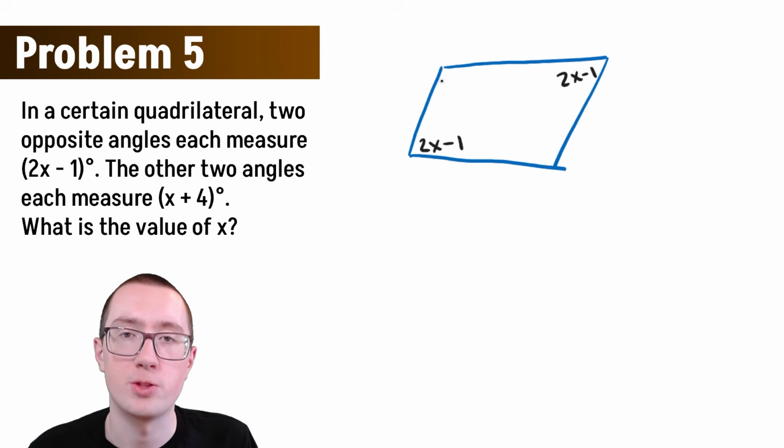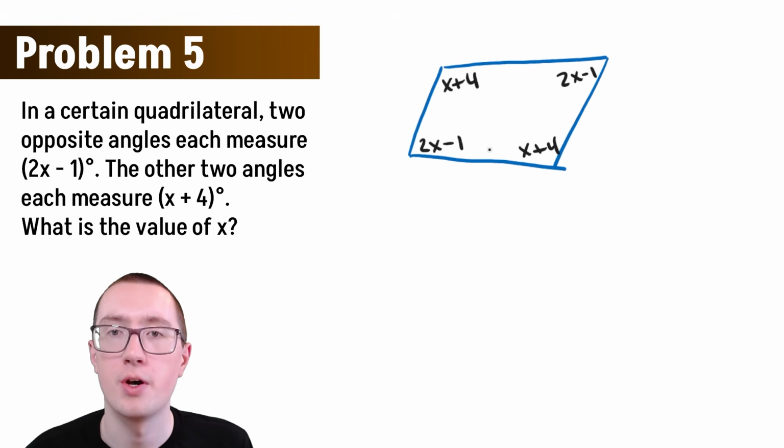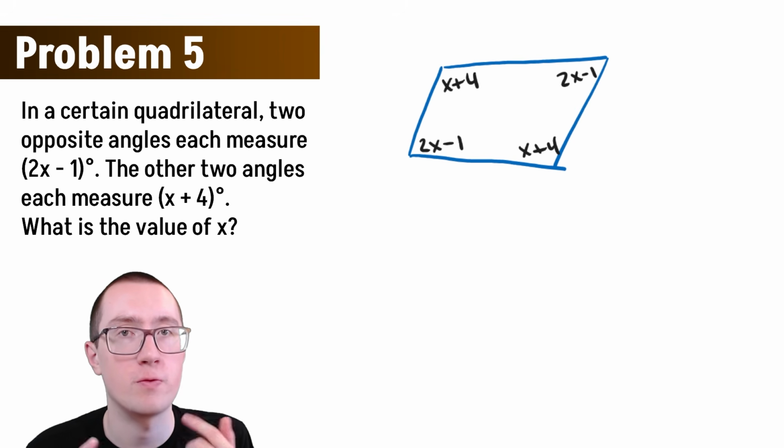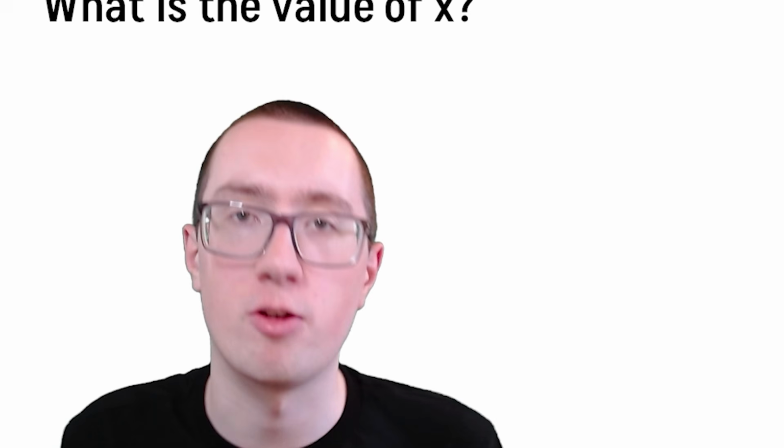And then the other two angles are going to measure x plus 4. Now, personally, I don't think this is that helpful, but just in case you wanted to visualize it, this is what we need to do. We somehow need to turn this into an algebra equation, because whenever it wants you to solve for x in a geometry problem, it usually means you can turn it into an algebra equation.